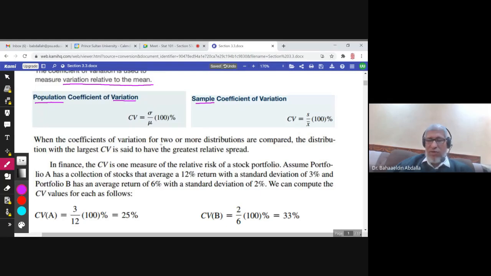When the coefficients of variation for 2 or more distributions are compared, the distribution with the largest coefficient of variation is said to have the greatest relative spread. So we can compare the spread of the two distributions when they have different means by computing the coefficient of variation, and the one with larger coefficient of variation would have larger relative spread.